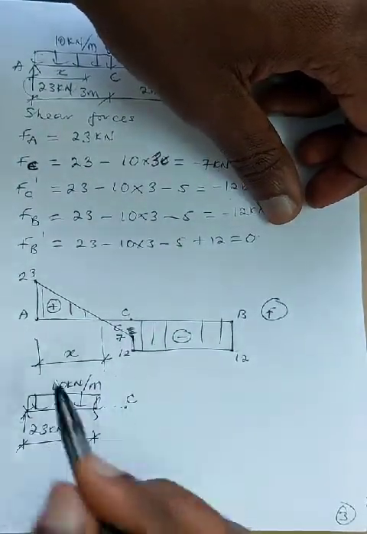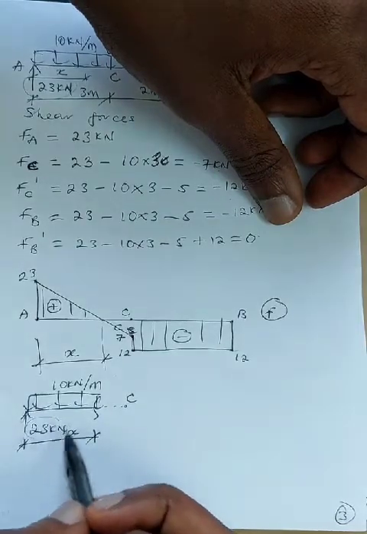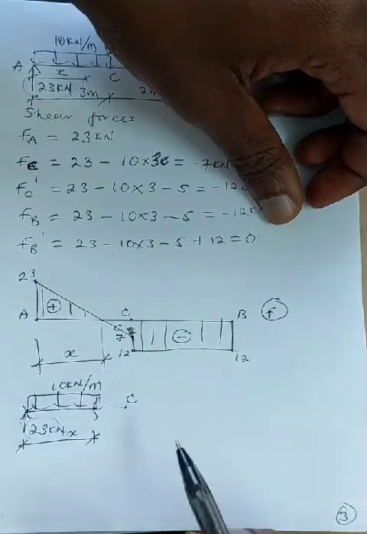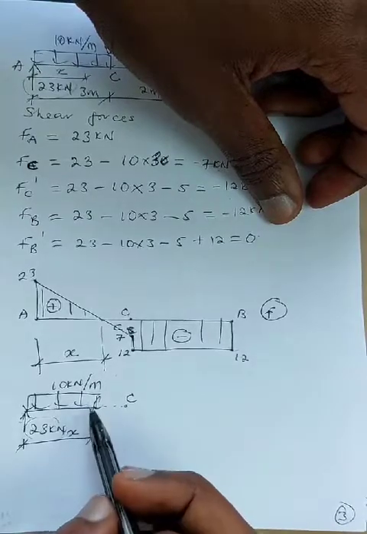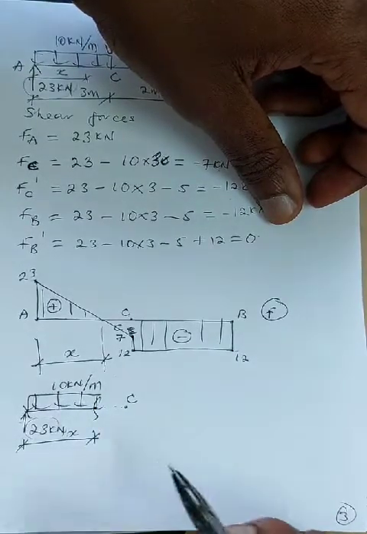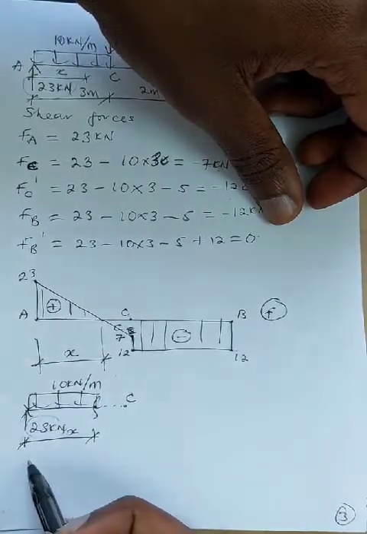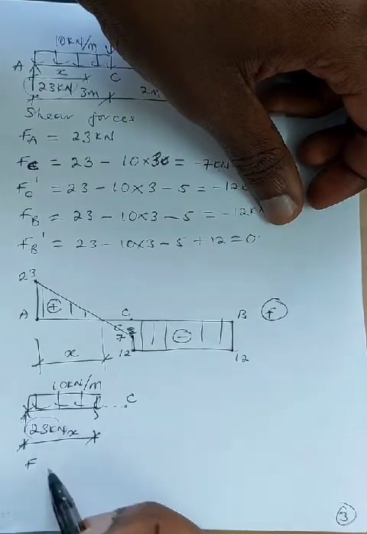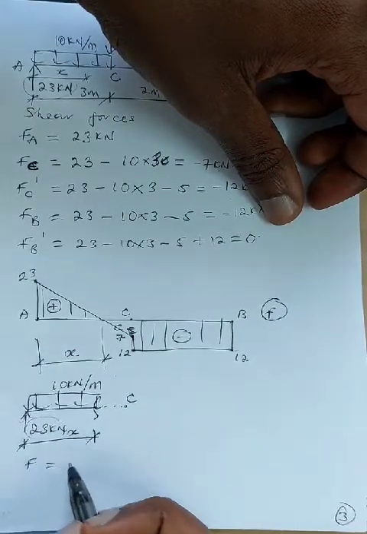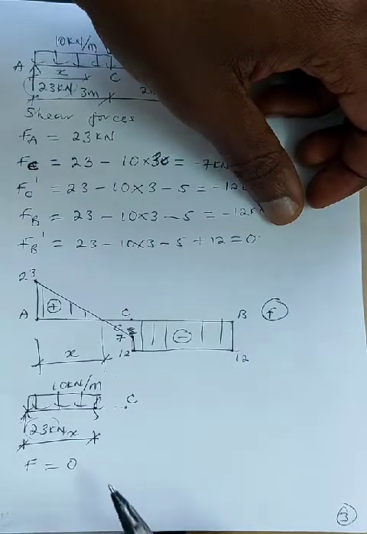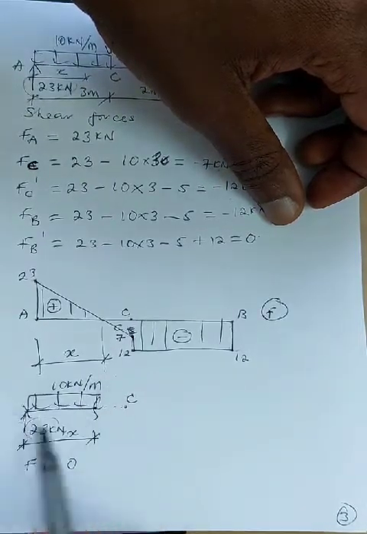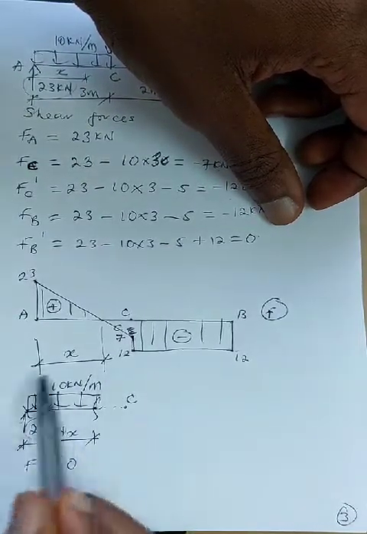So looking at this, we have the reaction of 23 kilonewton here, the UDL here. Then we are saying that the shear force here is equal to 0. So we can start from that premise. That's our shear force at point x equal to 0. So let's get an expression for that shear force.